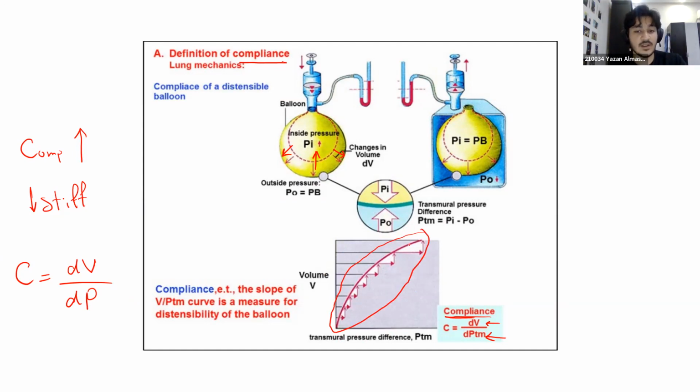Why do we want to get this graph? What do you get out of this graph? First of all, we're seeing that the more we increase the volume, the more the pressure is increasing. So the more we go up the curve, the more the pressure is changing. Yes, okay, clear.